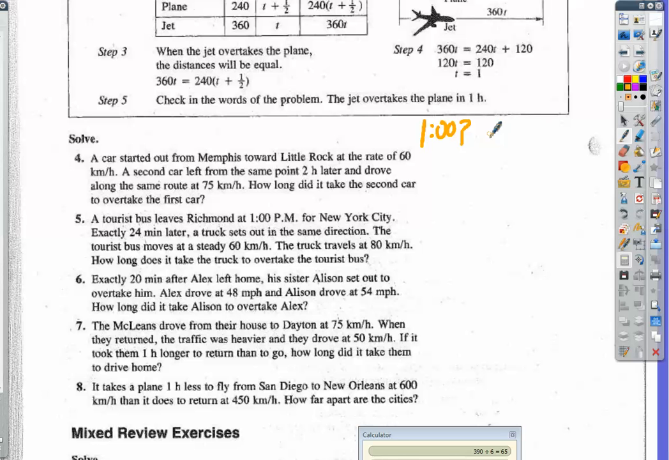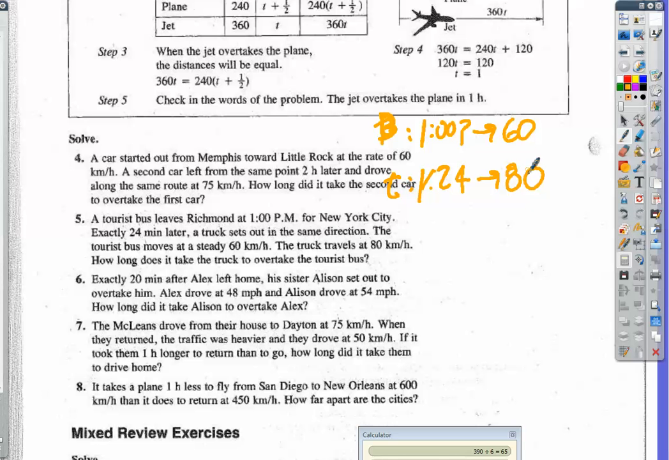So that means at 1:24, I'm going to say this is the tourist, and this is the truck. Oh, so that's a bus. Let's call this a bus. And then a truck moves at 1:24. The tourist bus moves at a steady speed of 60k, and the truck moves at a steady speed of 80k. When will the truck overtake the tourist?